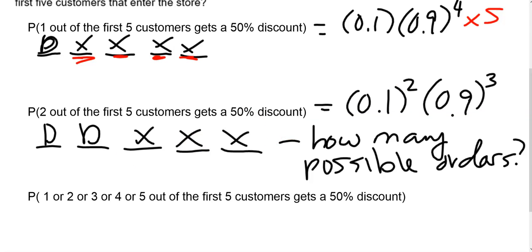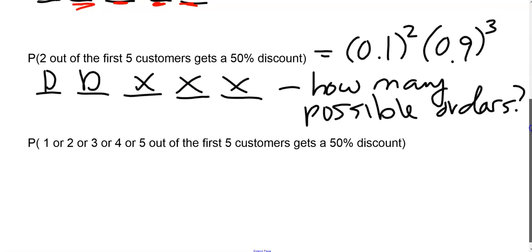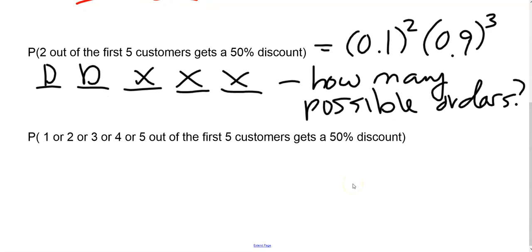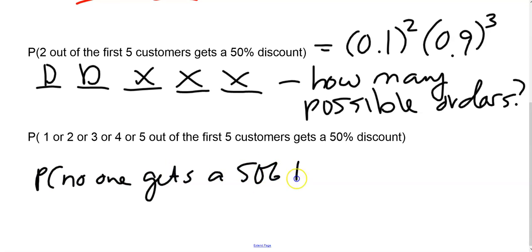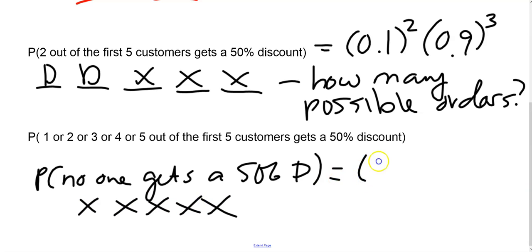It's a lot easier when you say at least one to look at the complement. The only thing that's not included when you say at least one gets a 50% discount is the fact that it would be nobody getting a 50% discount. So what's the probability that no one gets a 50% discount? I'll just put D for discount. Well, that means X, X, X, X, X. Nobody gets it. That's going to be 0.9 to the 5th power.